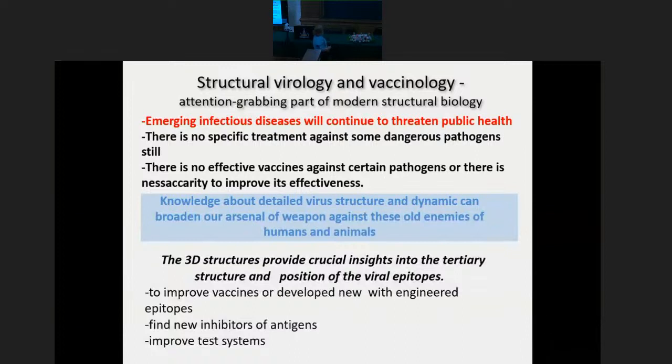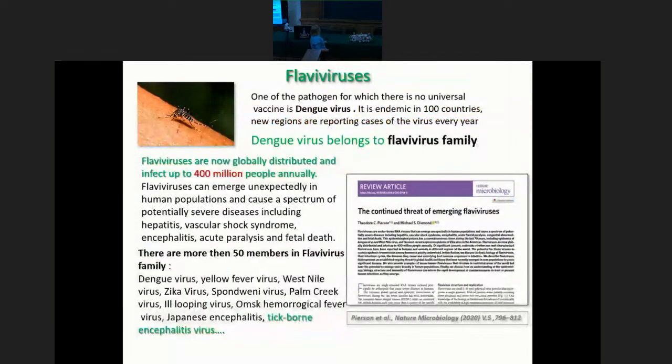And knowledge about detailed virus structure and dynamics can broaden our arsenal of weapons against those old enemies of humans and animals. If we know the 3D structure, we can know exactly the structure and position of viral epitopes. We can create new vaccines or develop engineered ones. We can find new inhibitors of antigens, test systems. And one of the pathogens for which there is no universal vaccine, for example, is dengue virus.